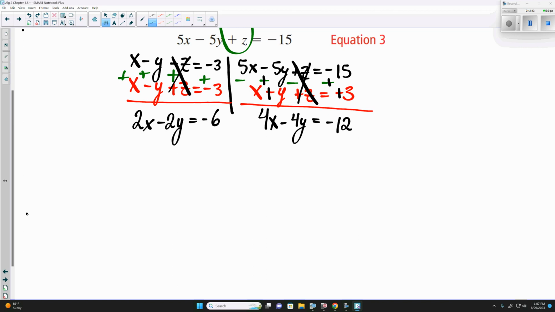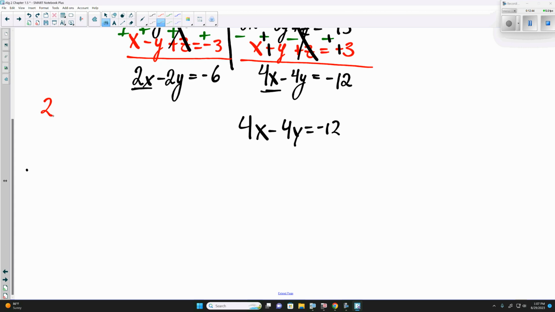We feel good with this here so far, yes? Okay. Do we want to eliminate x or y next? So we always want to go up. What can I multiply 2x by to get it to be the same as 4x? 2. Okay. Since that's easy enough as it is, we can rewrite our 4x minus 4y equals negative 12.